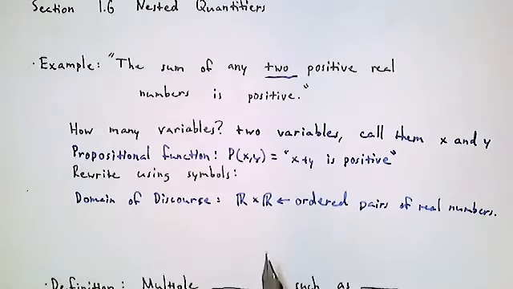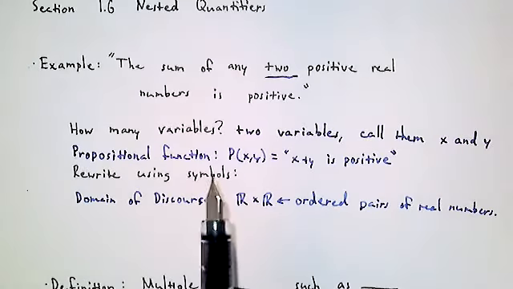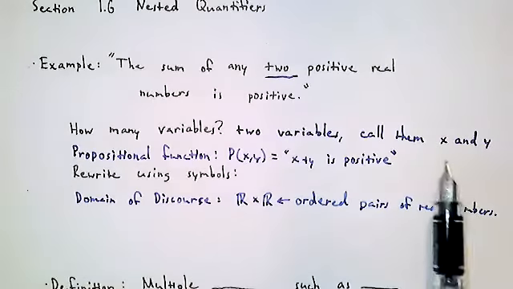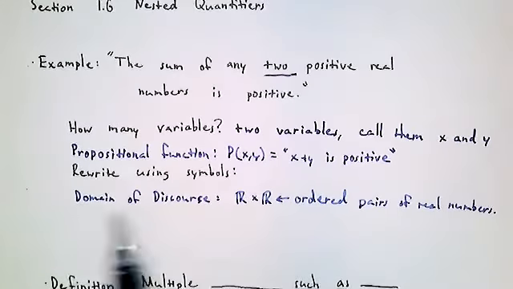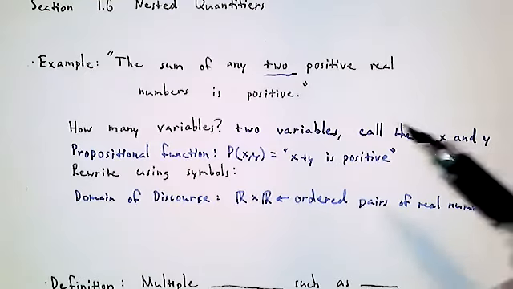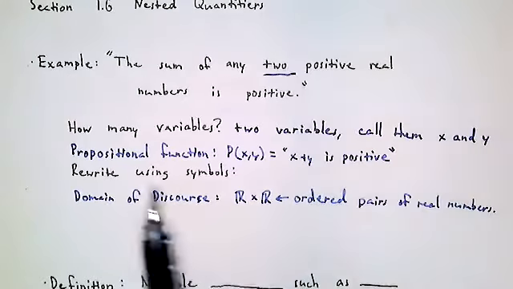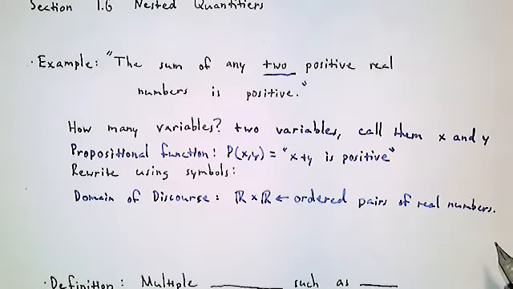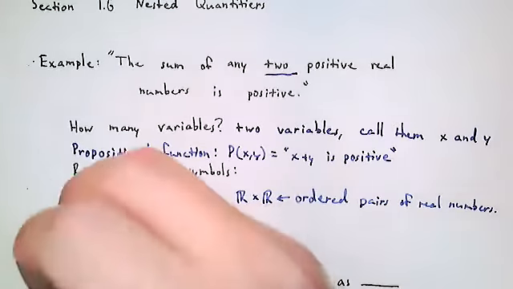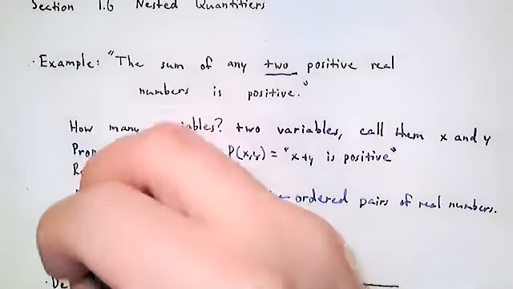Okay, so now we can write this symbolically because we know our propositional function. We know our variables are going to be called x and y. The final thing to do for our symbols is to consider how many quantifiers we're going to need. What do you think? Since we have two variables, how many quantifiers will we need? Two. We're going to need one quantifier for each variable.